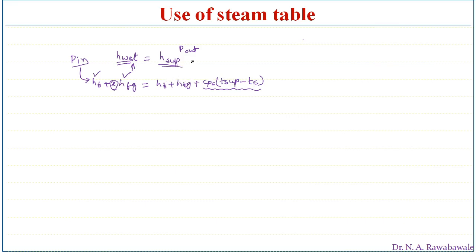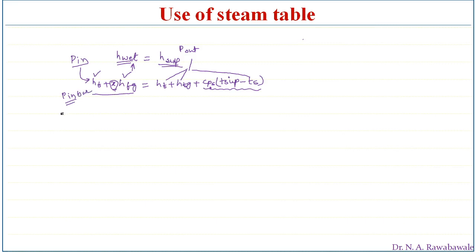So at pressure P out, we find out the hf value, hfg value, then Ts value. T sup will be known to us, Cps is 2.1. So everything is known, only unknown is x. So the values of hf and hfg on the left hand side are at pressure P in, the inlet pressure in bar.